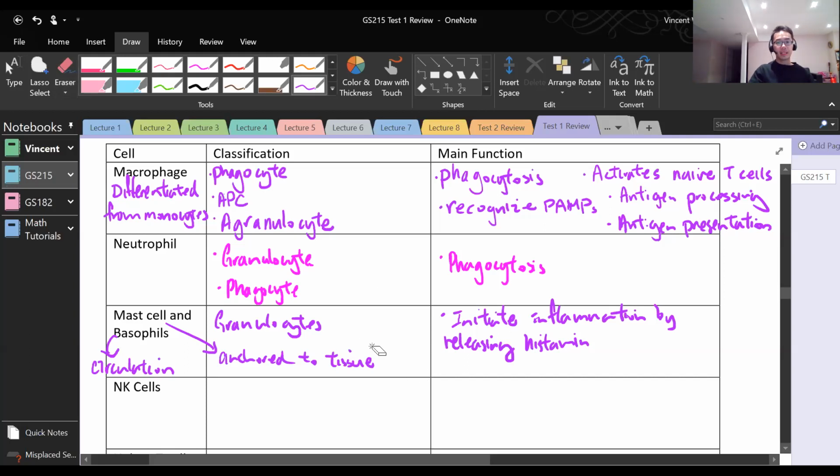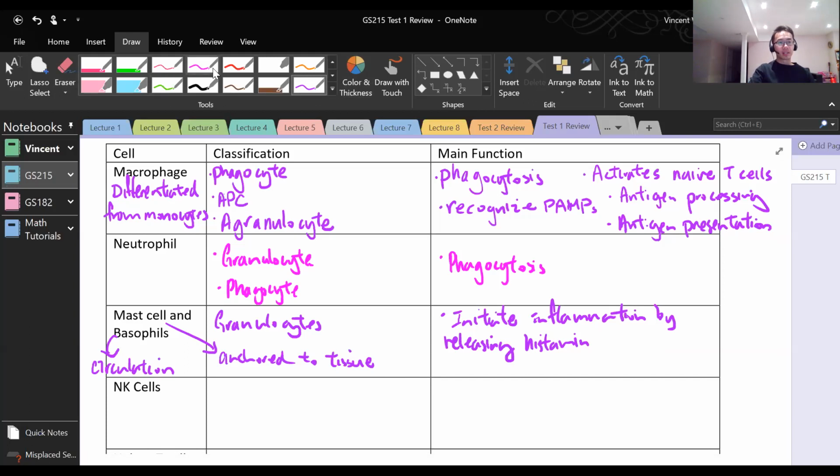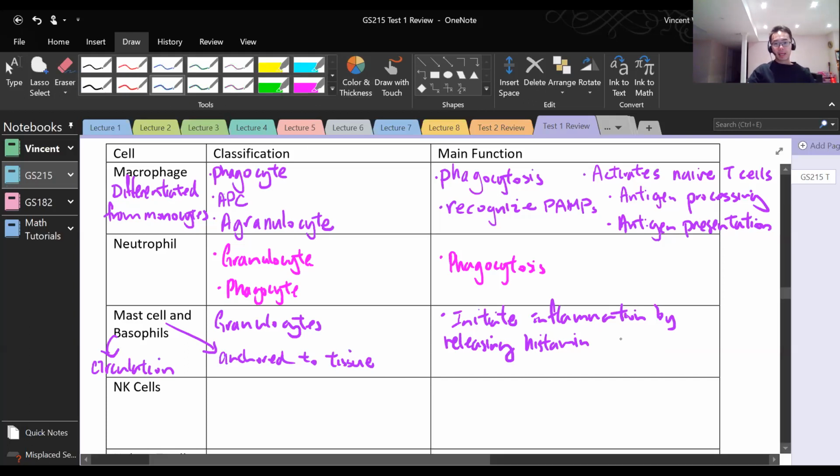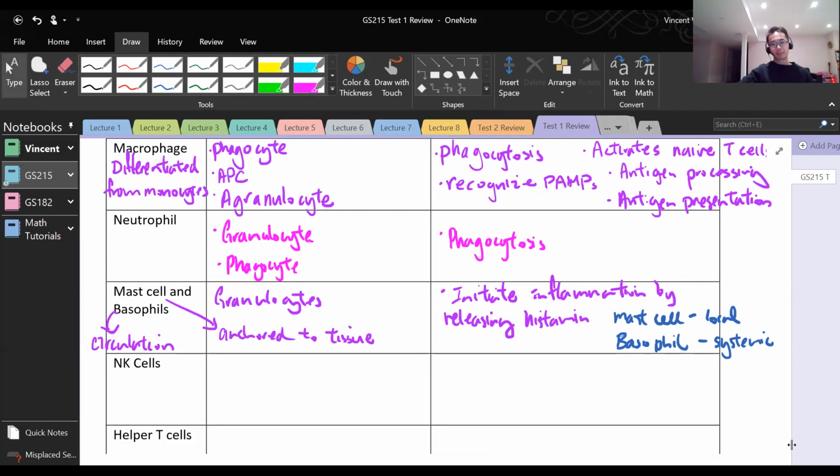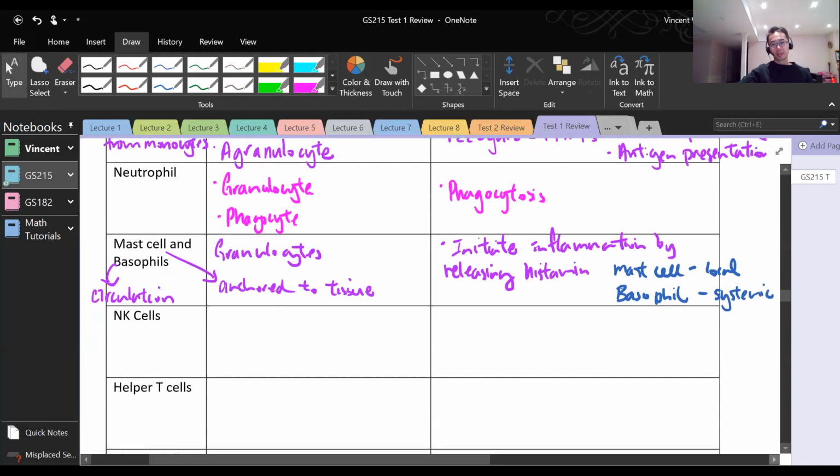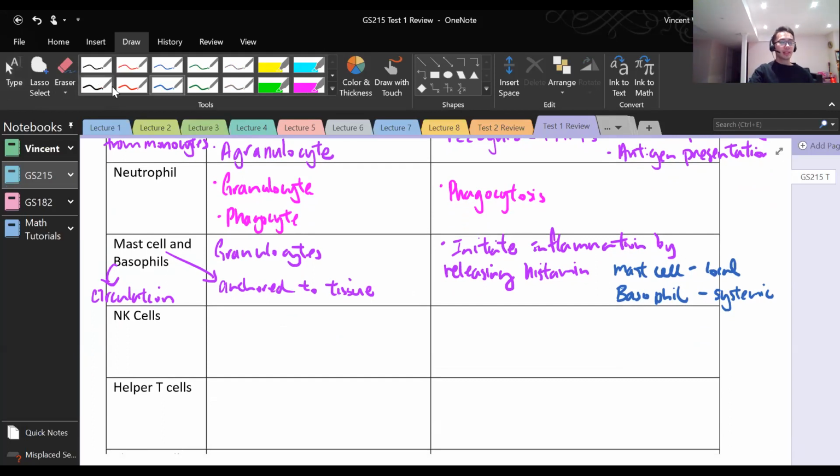And again, mast cell, probably should do in a different color. Mast cell is more like local, and the basophil is more like systemic, like bodily. Like seasonal allergies, that kind of stuff.